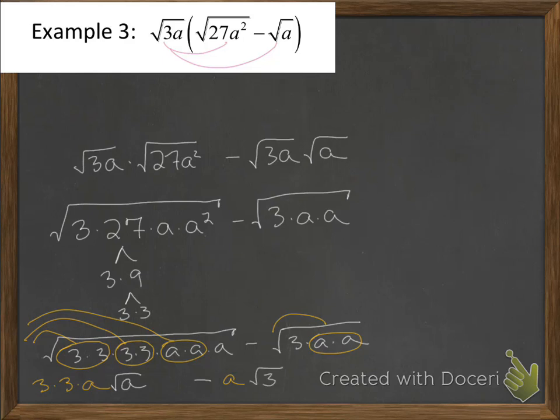still trapped underneath. So when I go to simplify this, 3 times a is 9a. So I have 9a times the square root of a minus a times the square root of 3. That is my final answer.